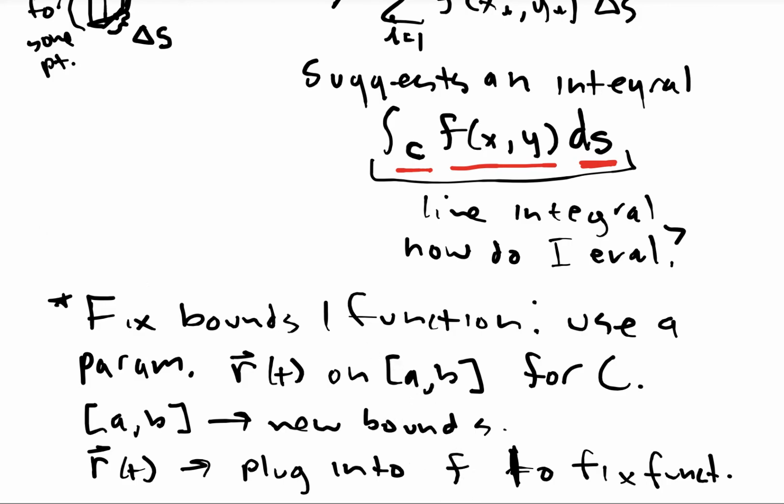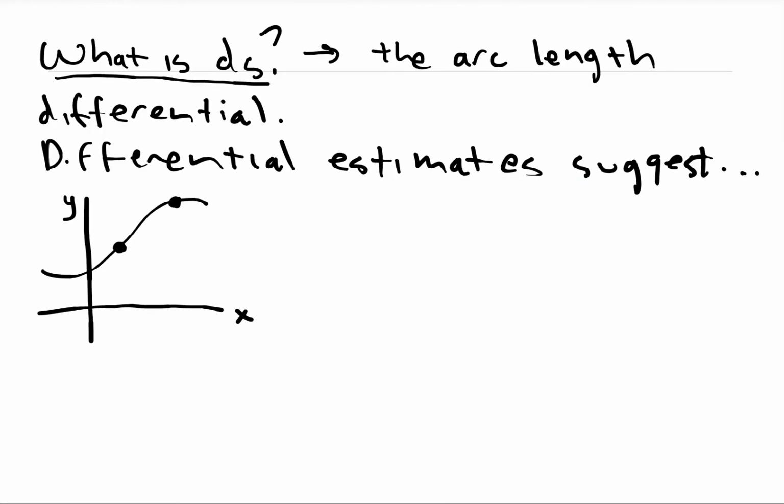The only catch is, what am I doing with this ds? How do I fix that thing? As far as fixing my differential, what this ds is supposed to stand for, the standard convention for why I called these things s, is that ds is the arc length differential, and we actually did something very similar to this in the arc length section.